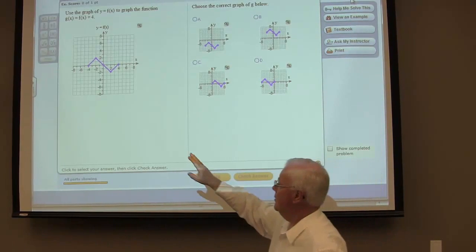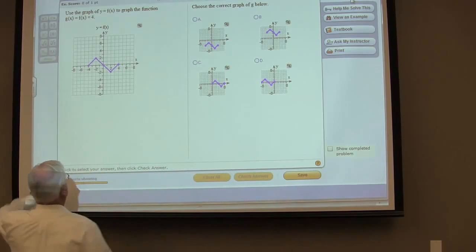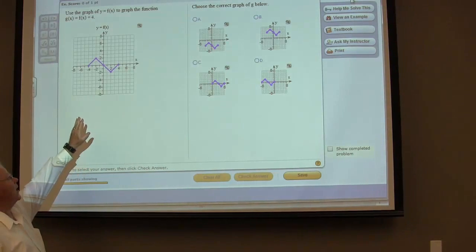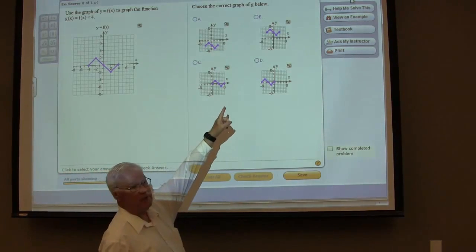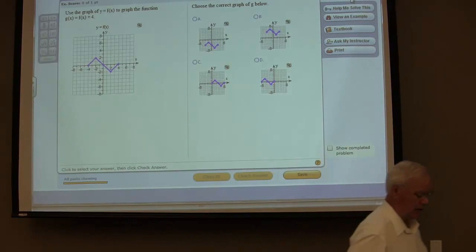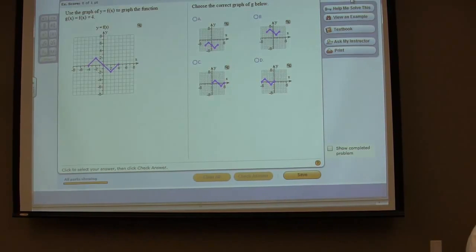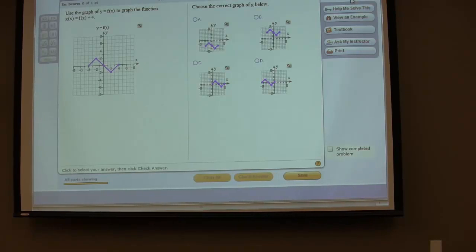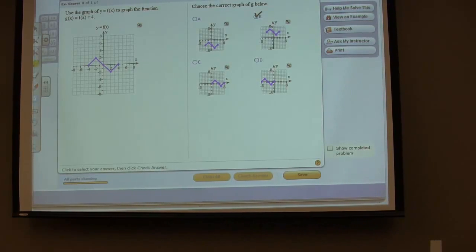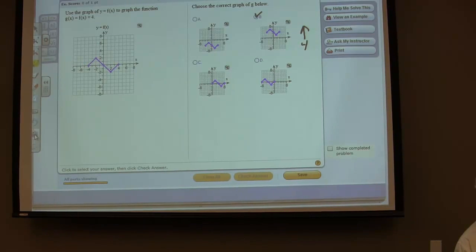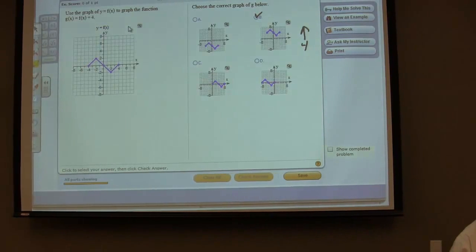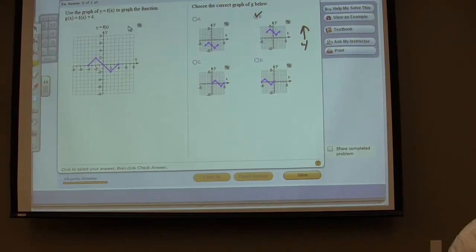So in this case, I want to look at this graph and try to find a graph where it has been moved up 4. And going over here, B would be my answer. In graph B, I've moved up 4. Okay? So that's the beginnings of understanding translation. Now, going from there, let's take a look at another example.